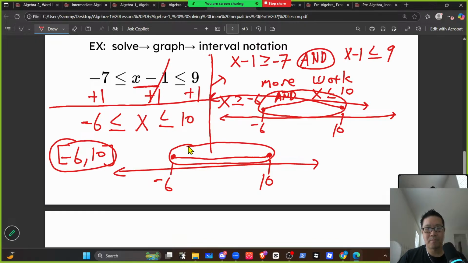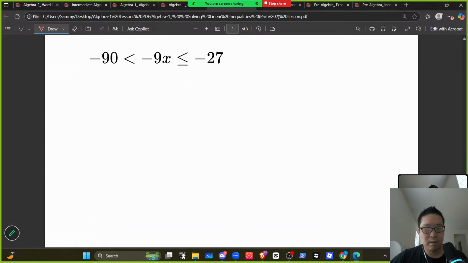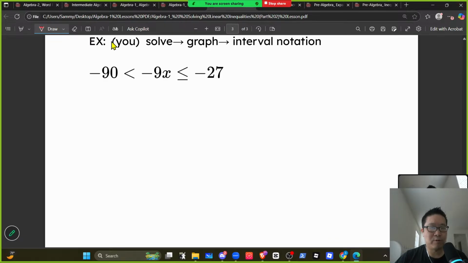And again, you have to remember that this only works with less than or equal to or less than. If you have a compound inequality with less than, or less than or equal to, it means and. All right. Last problem. Go ahead and solve this and let me know when you're done.